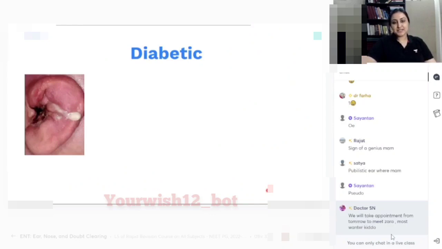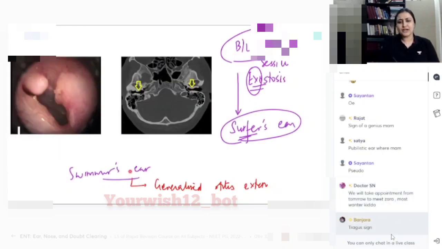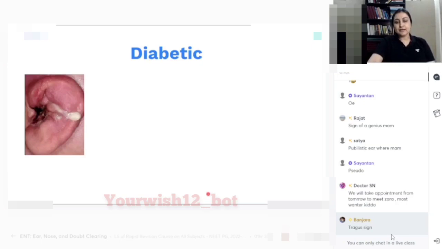So this is swimmers and surfers. Swimmers ear is also called telephone's ear, and any other name that you find. It is generalized otitis externa only. Okay, so what will you find in this? You will have perichondral inflammation and you will have some sort of dirty discharge which is coming. Okay, tell this also and we'll stop here.